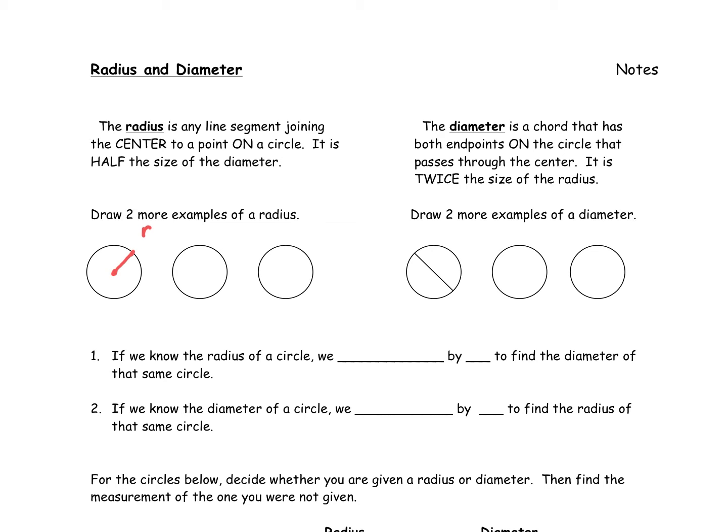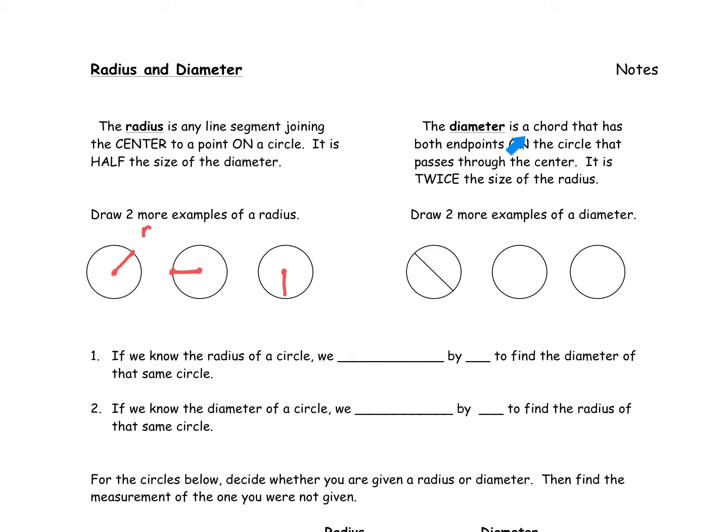So in order to start this, we always start with the center point on the circle, and it doesn't matter which direction we draw the radius. So for instance, I could start at the center, and as long as I touch a point on the circle, I've drawn a radius. So would you please now draw another radius? And once again, your radius can go in any direction. I'm going to draw this here.